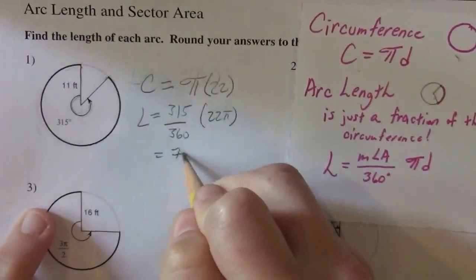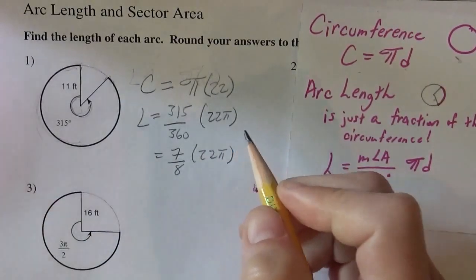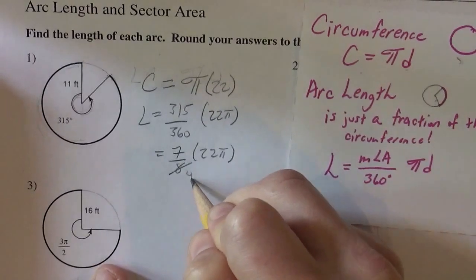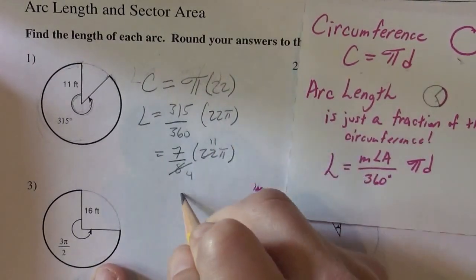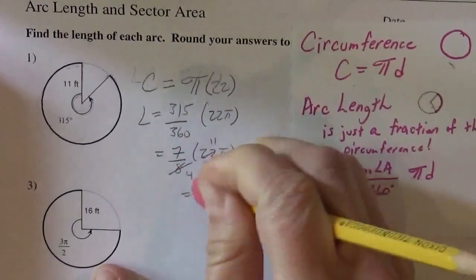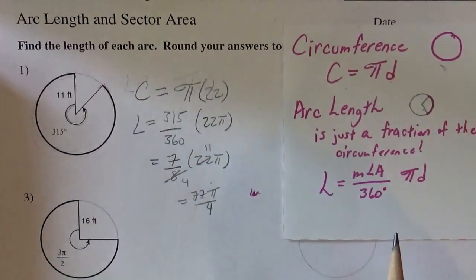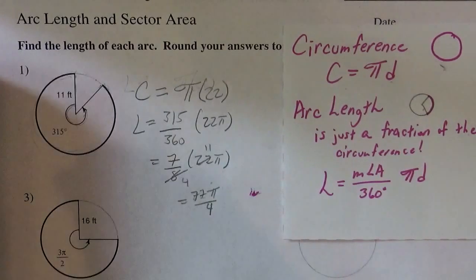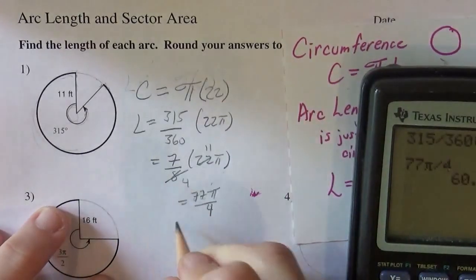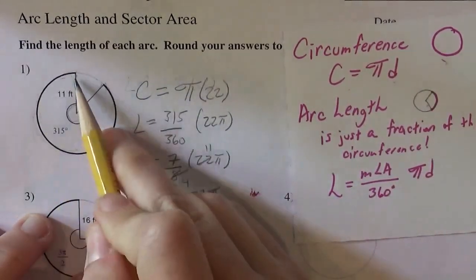So if you reduce that fraction, we have 7/8 of 22 pi, and if you reduce that, divide by 2, you get 4, divide by 2, you get 11, so you get 77 pi over 4, and that's a nice, lovely, exact answer. And if you punch that in on your calculator, 77 pi divided by 4, you're getting 60.5, in this case, feet for that arc length.